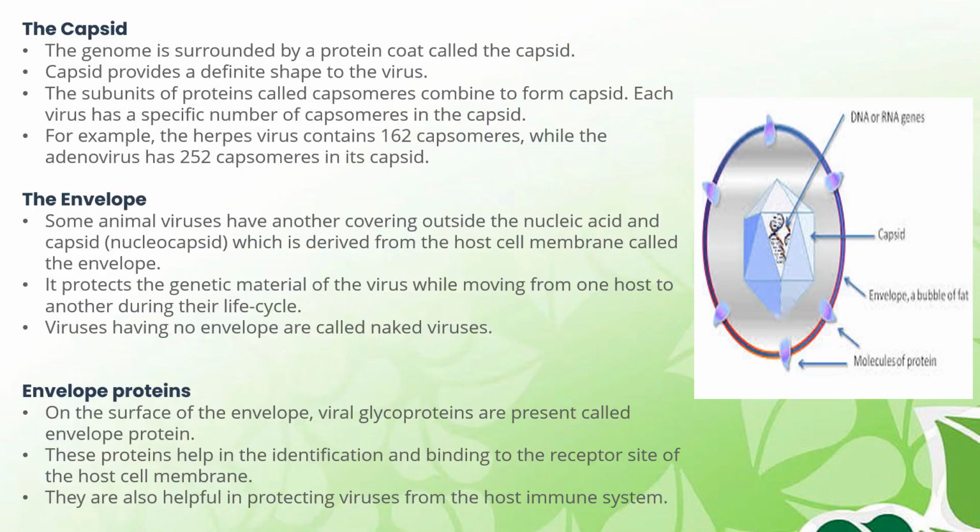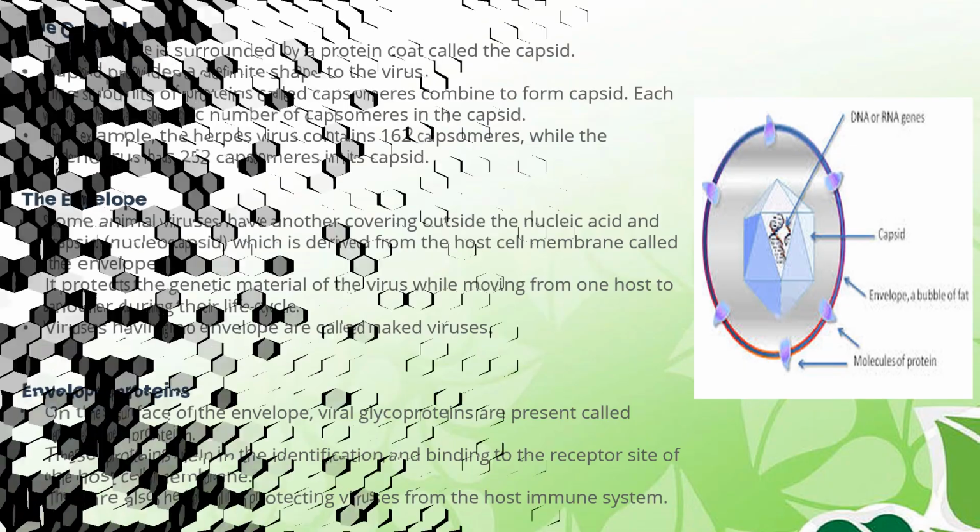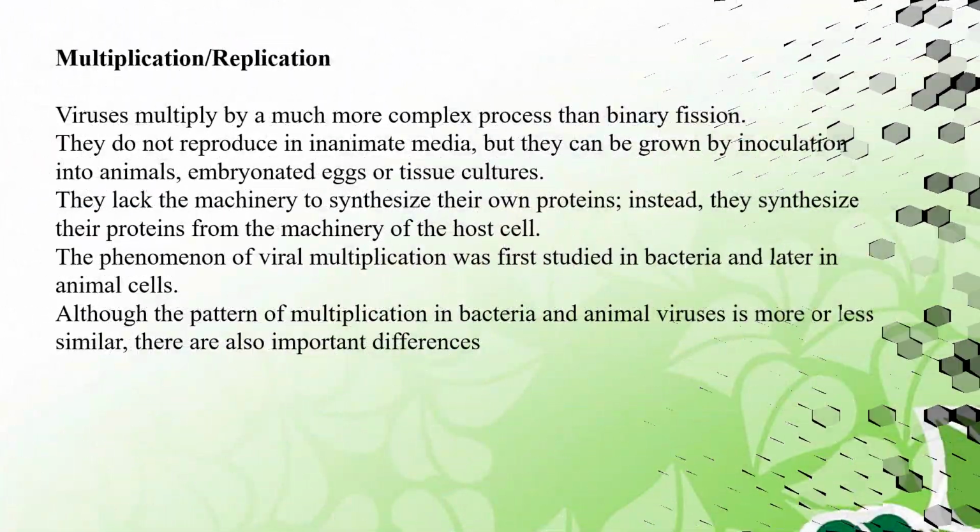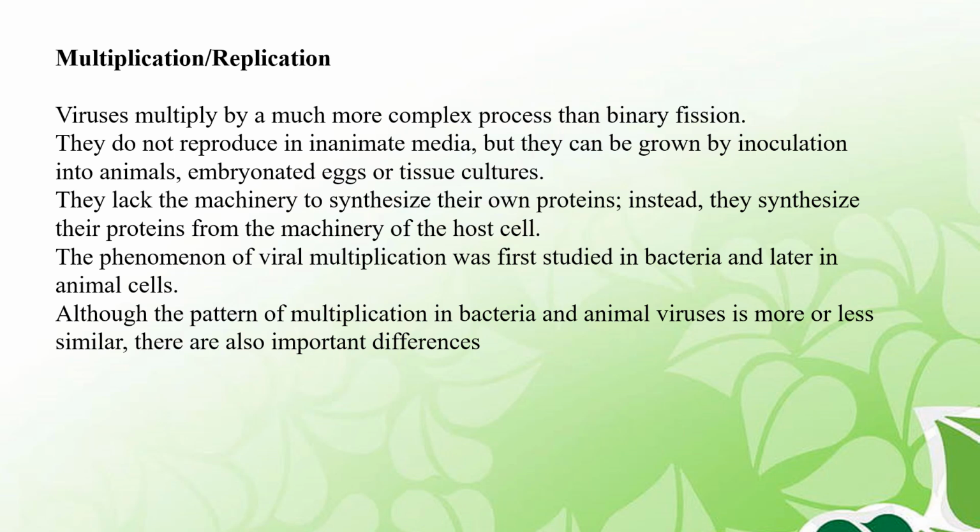Now coming to the multiplication and replication of virus. Viruses multiply, but it is a much more complex process than binary fission. They cannot reproduce in inanimate media, but can only grow by inoculation into animals or embryonic eggs or tissue cells. So they cannot live outside; they require a host for their reproduction.